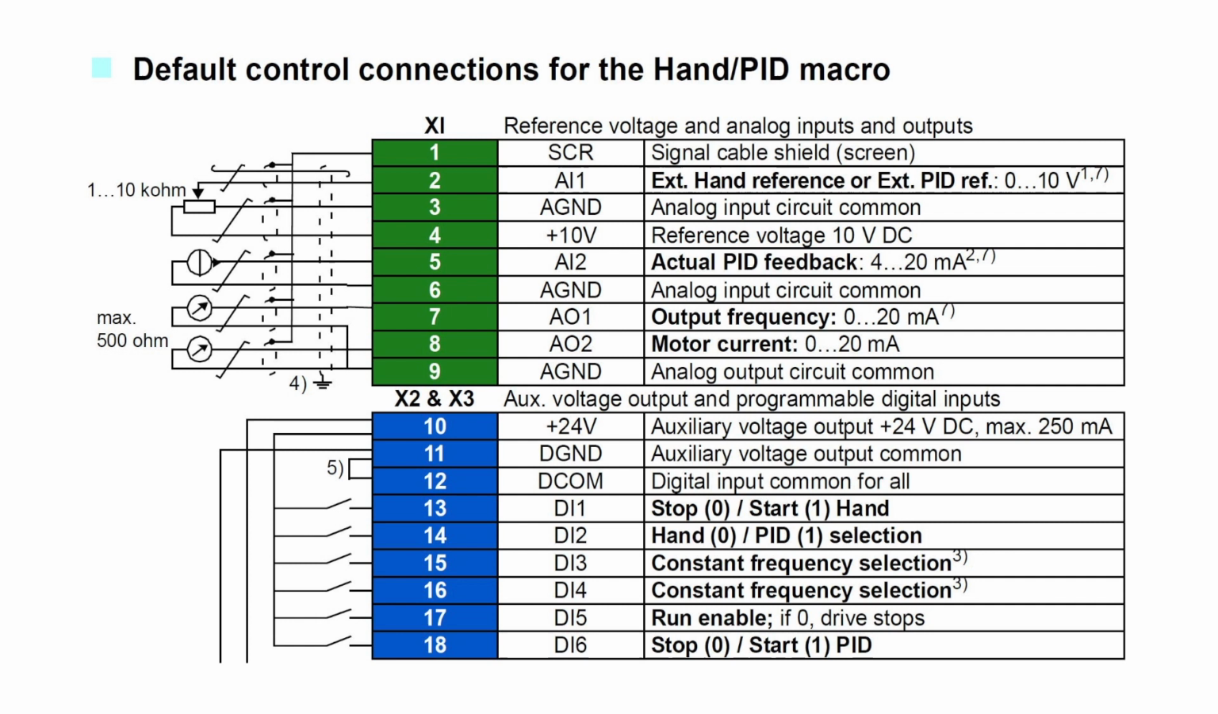This has 2 control modes. Hand, which uses start-stop on digital input 1 and analog input 1 for your speed reference. And then it also has the PID mode, which utilizes digital input 6 for your start-stop, and then analog input 2 is your actual feedback value. Analog input 1 then becomes your set point.